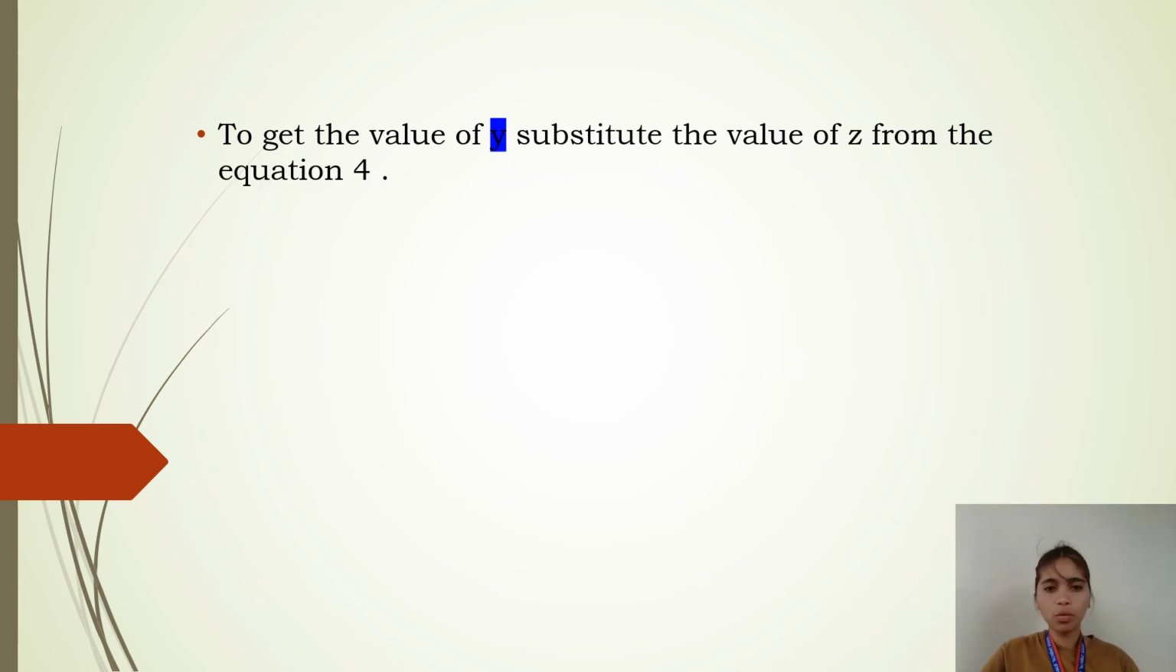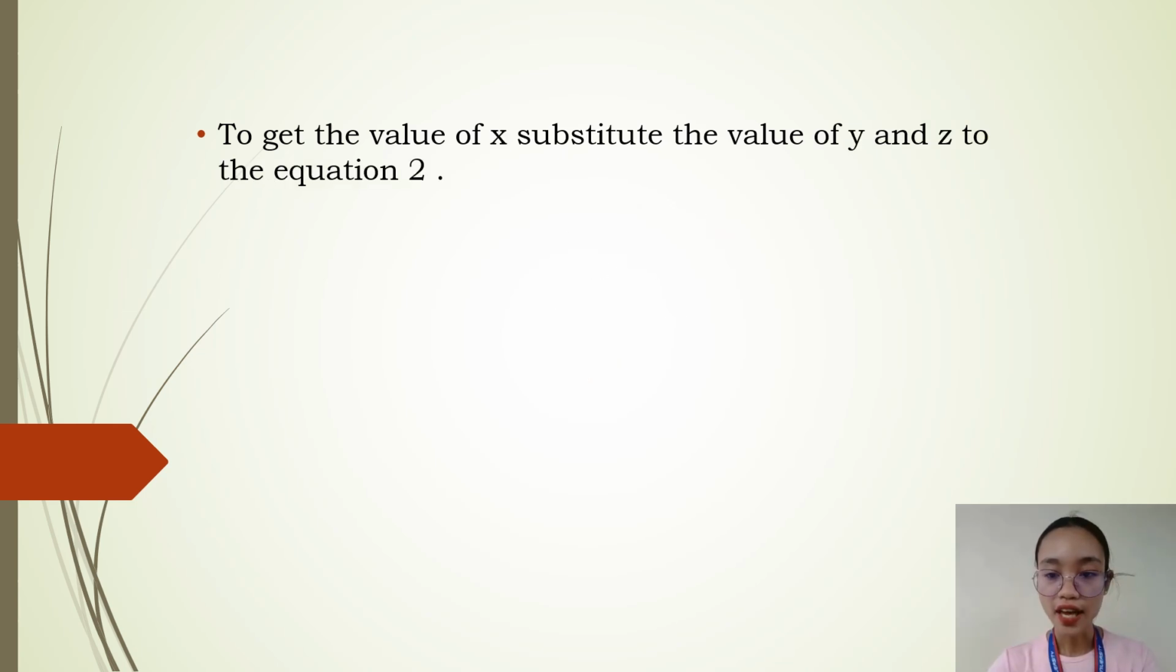So to get the value of y, substitute the value of z, which is negative 2, into equation 4. So y equals negative 2 minus 2z. So y equals negative 2 minus 2 times negative 2. Negative 2 times negative 2 equals positive 4. So y equals negative 2 plus 4, so y equals 2.